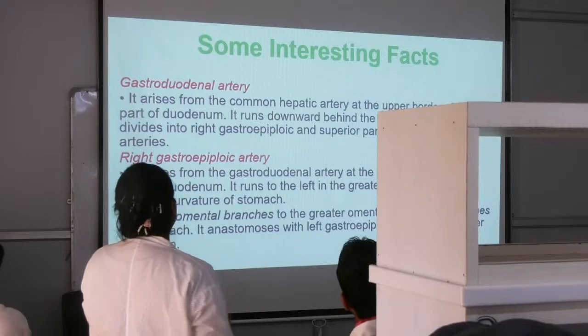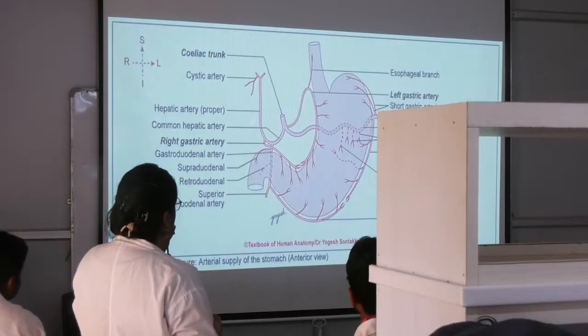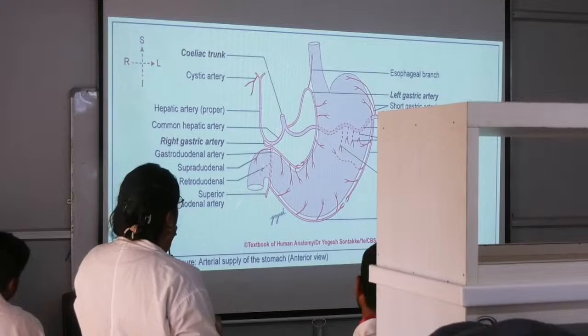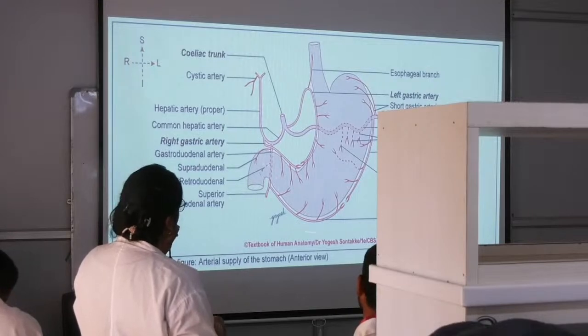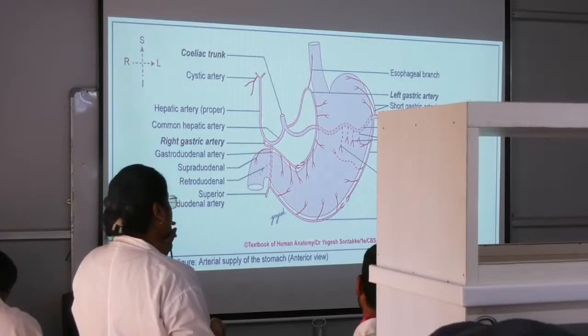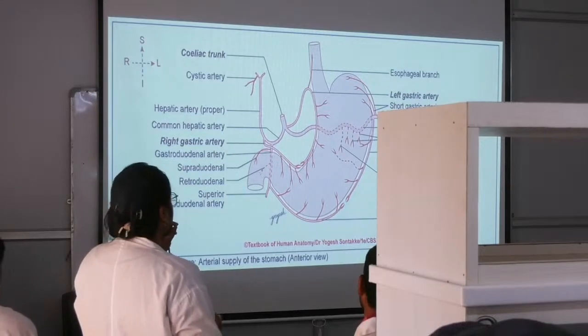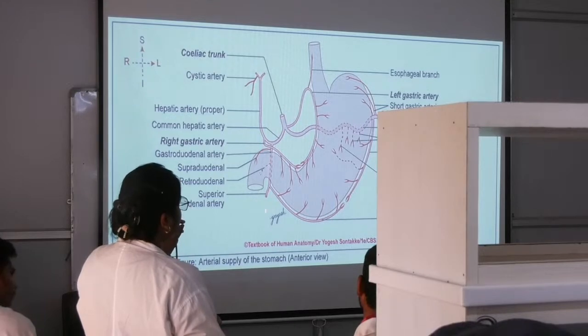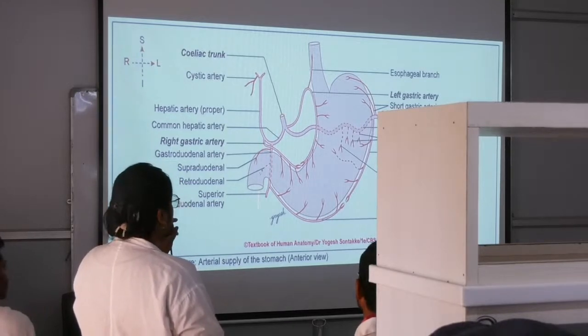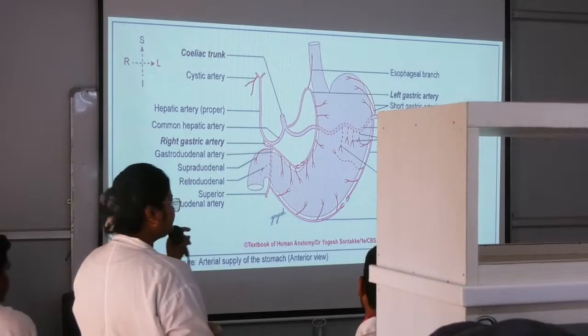Okay. Next. See, so this is gastroduodenal dividing into superior pancreaticoduodenal and right gastroepiploic. Also giving 2 branches, supraduodenal and retroduodenal, passing behind the first part of the duodenum. You can see this is a dotted line. Dotted line means it lies posteriorly.